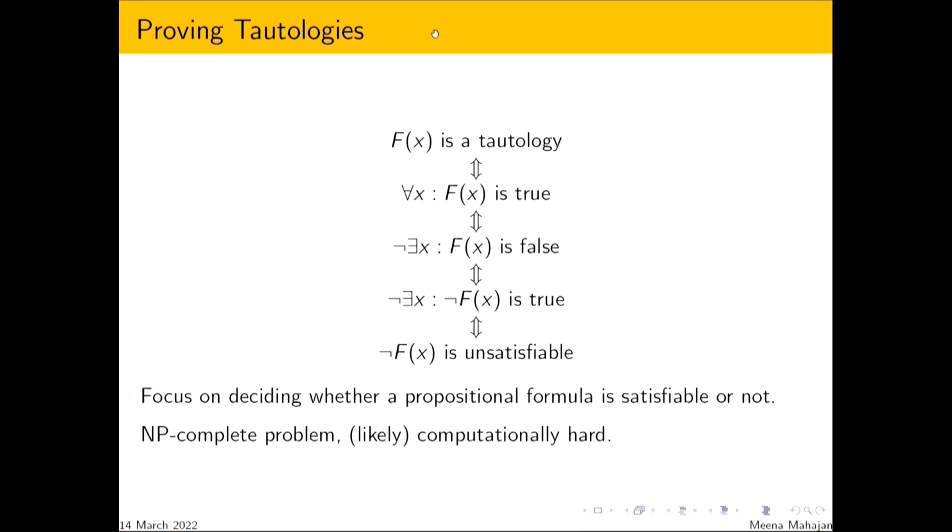So how do you prove that a statement is a tautology? The statement is given as some Boolean expression involving Boolean variables. There are some free variables. They are connected using Boolean operations. And you want to know, is it possible to falsify it at all? Well, we can follow this set of equivalences. F is a tautology if for every x, f(x) is true. There is no x for which f(x) is false. There is no x for which the negation of f(x) is true, which means that the negation of f(x) is unsatisfiable. So this brings us back to the satisfiability question. So we can focus on deciding whether a propositional formula is satisfiable or not. And that will tell us how to answer things about tautologies. So this satisfiability, of course, is the NP-complete problem. It's likely to be computationally hard.